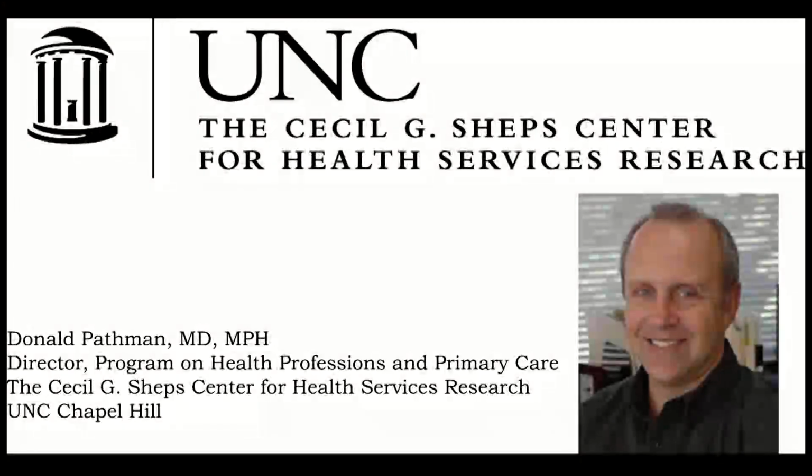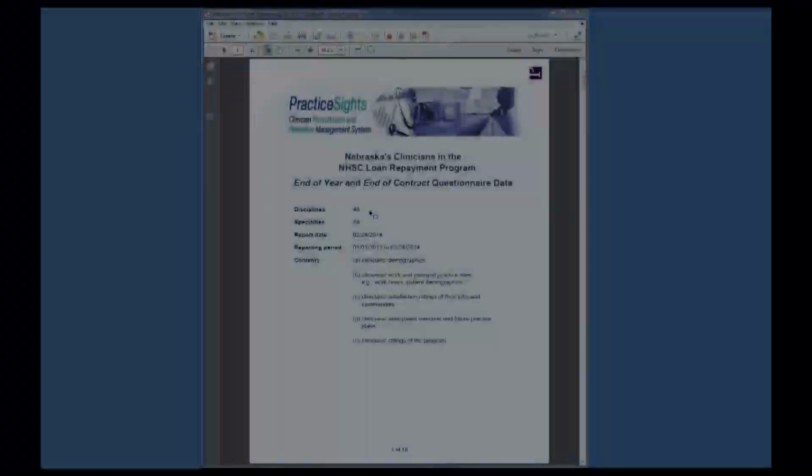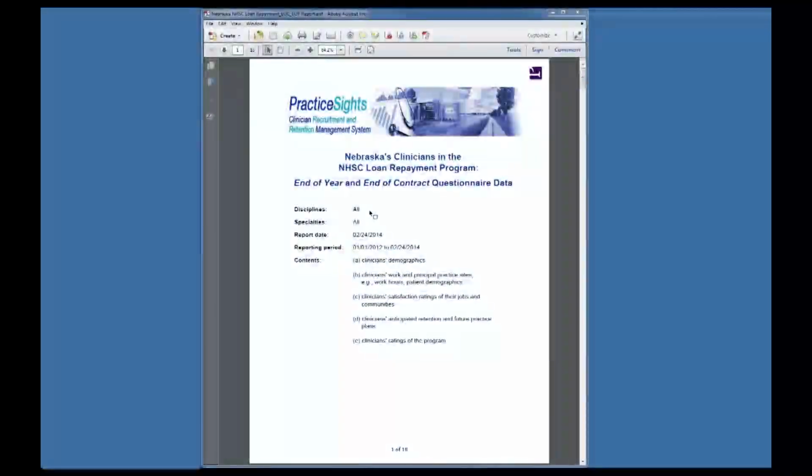Go to the practice site's website. There's a page for ordering reports, and you designate which disciplines you want, which specialties you want, and what reporting period you want to have included. And then as you make those various sub-choices, those will print out on a report that you have.